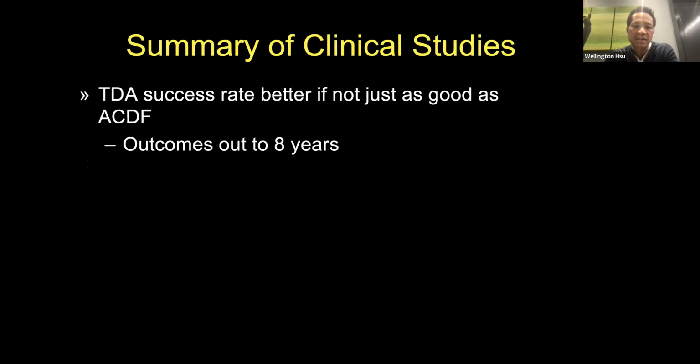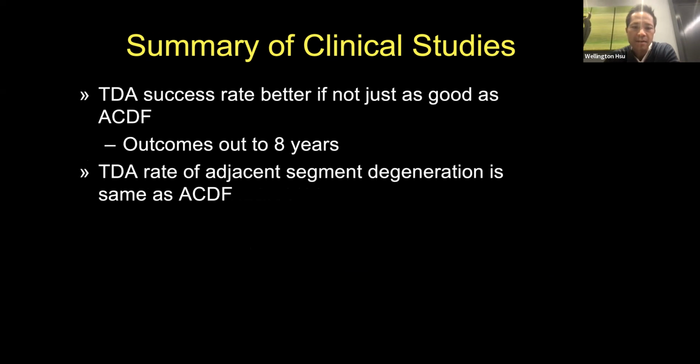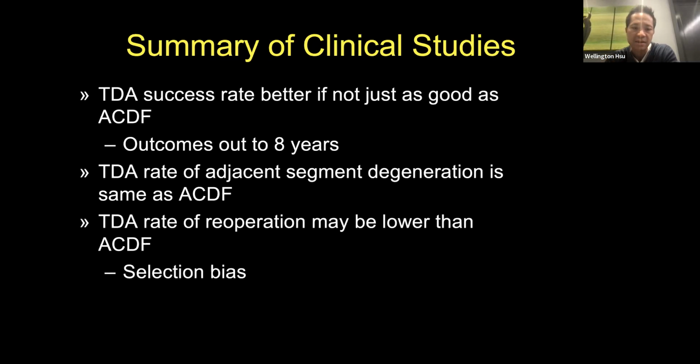To summarize the clinical studies, I would say that the arthroplasty success rate is better, if not just as good as ACDF, with outcomes out to 8 years. You'll find some that are better, others that are the same. The rate of adjacent segment degeneration is the same as ACDF, as defined, especially for one level. I think if you separate out the two levels, you may find a difference.